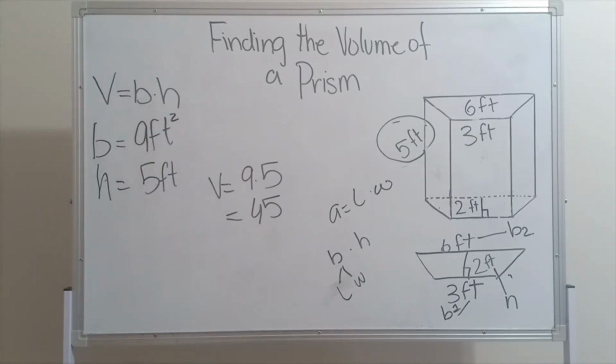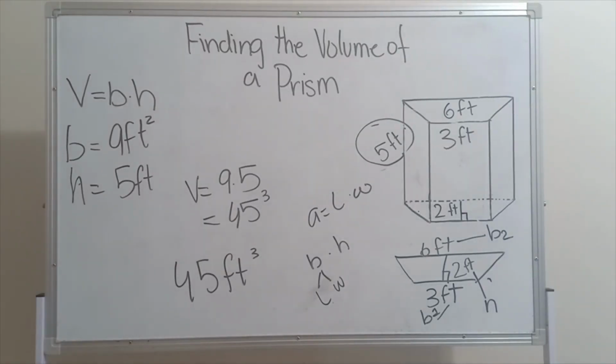Then, now that we found our volume, we know it includes length, width, and height. It will be cubed. So the answer is going to be 45 feet cubed. That way we know that we found the volume, because volume is measured in cubic units. 45 feet cubed. So that is basically how we find the volume of a prism.